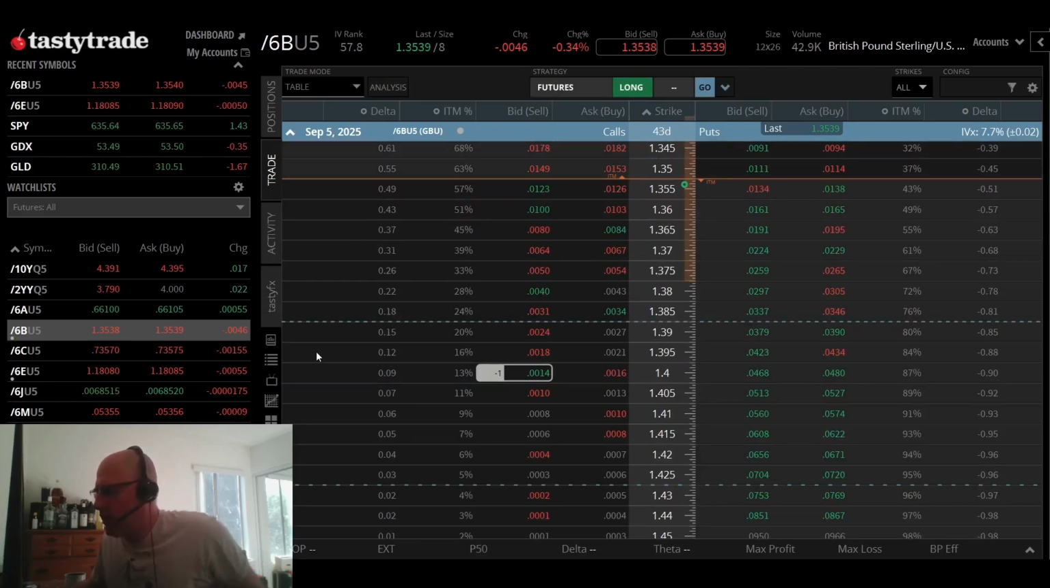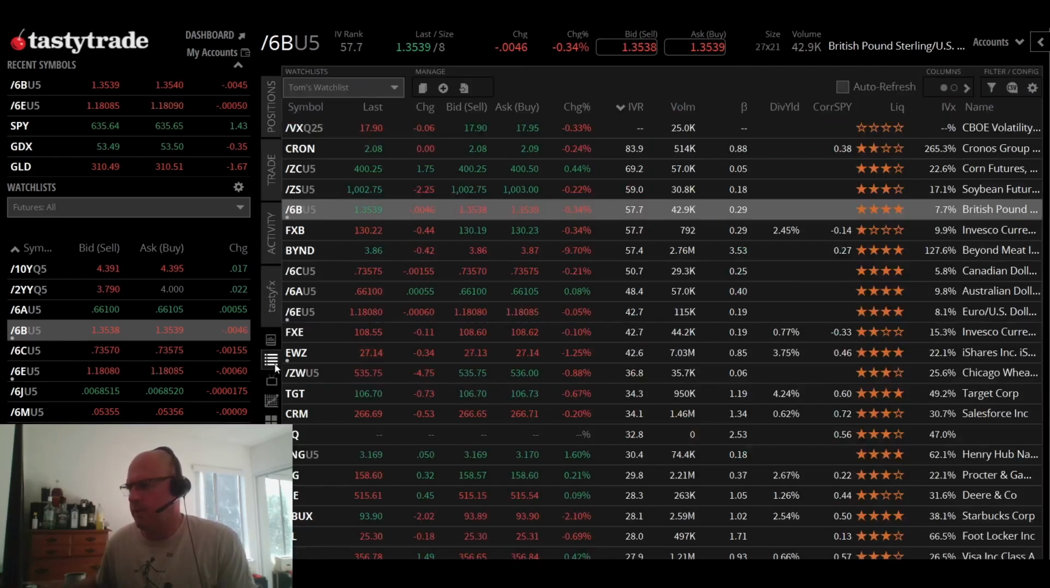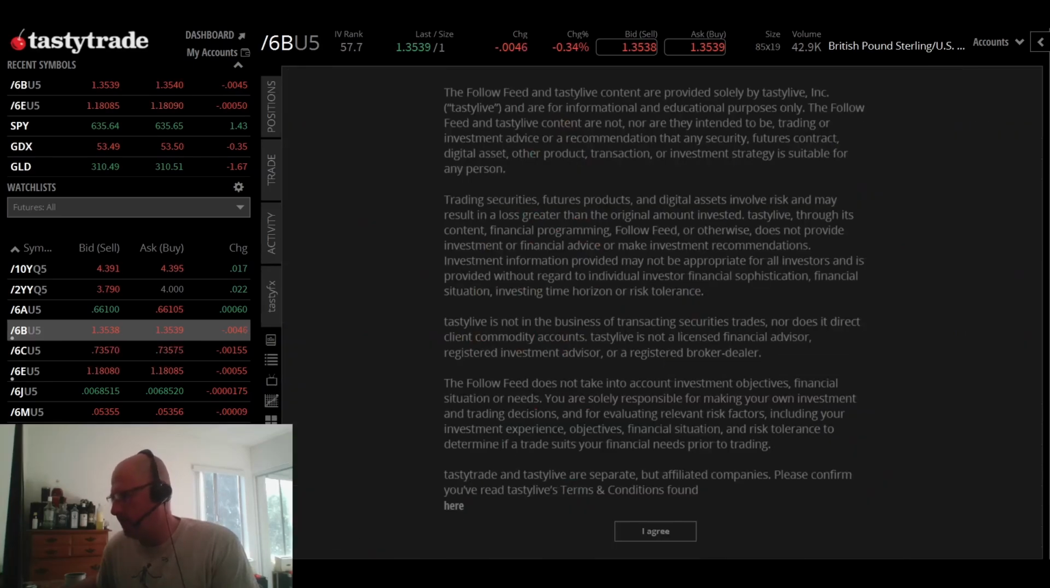So that's one of the methods I use to look for trades. I go to the watch list. There's a bunch of them on Tasty. You can sort them by IVR and look through them. Pretty straightforward. Tasty also has this where you can follow their members' trades online by clicking on this kind of people icon down here and accepting their agreement.